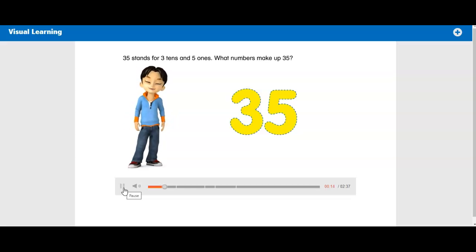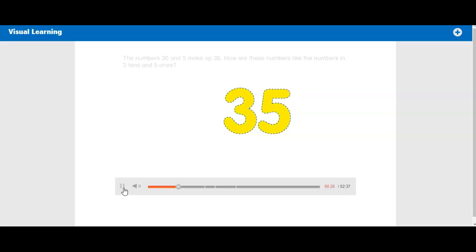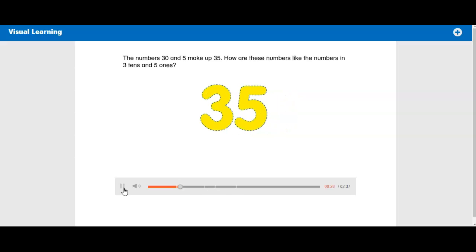Look at the big number. 35 stands for 3 tens and 5 ones. What numbers make up 35? The numbers 30 and 5 make up 35. How are these numbers like the numbers in 3 tens and 5 ones? 3 tens is 30 and 5 ones is 5.